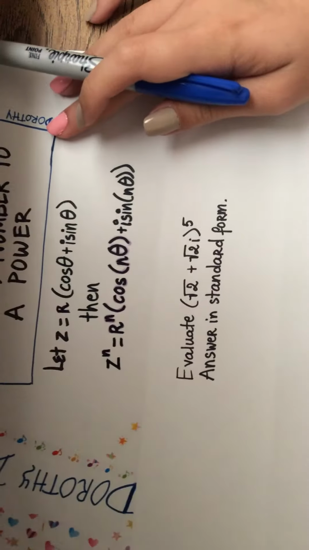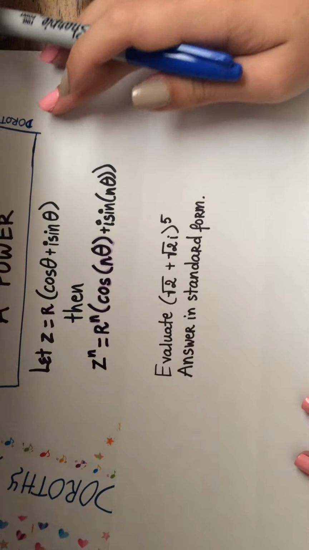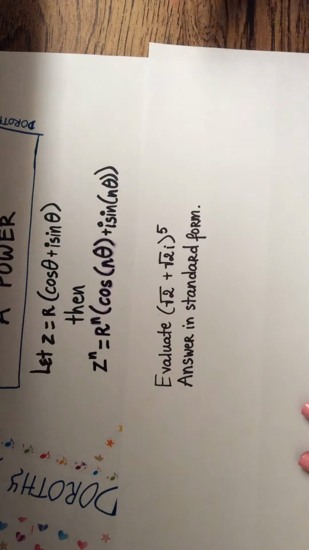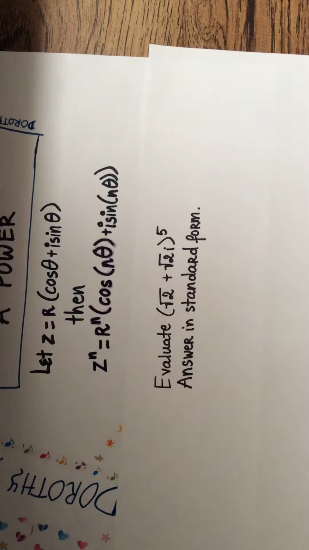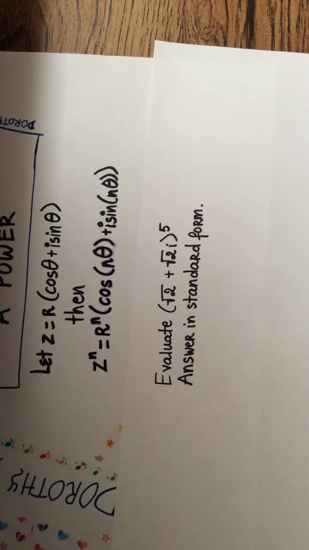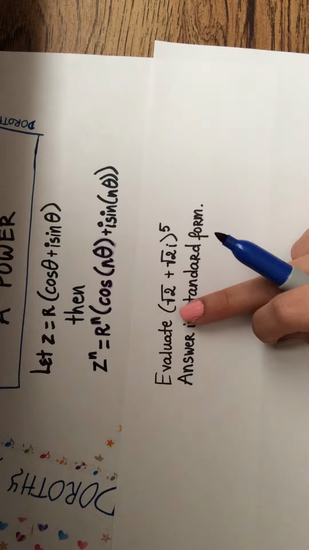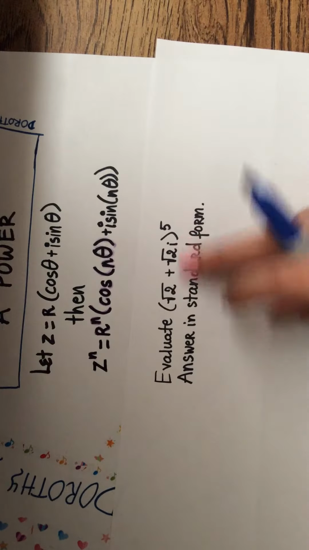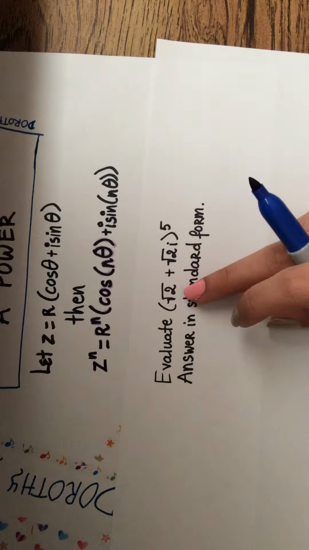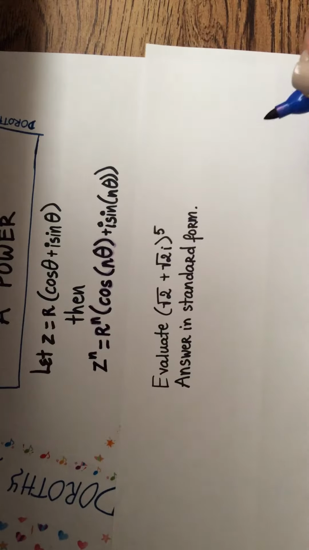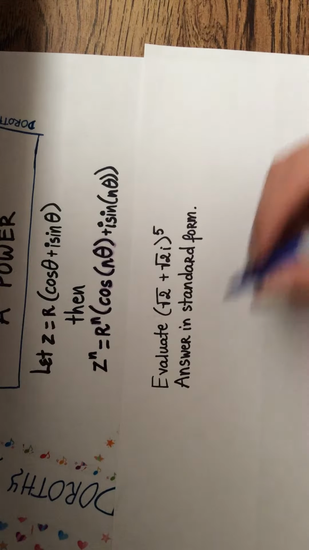For your first problem, they're asking you to evaluate square root of 2 plus square root of 2i, to the power of the fifth. To start with this problem, first you have to find your r, because for De Moivre's theorem, your number has to be in polar form. And this number right here is not in polar form, so now we have to transfer it into polar form. Let's start out with your r.